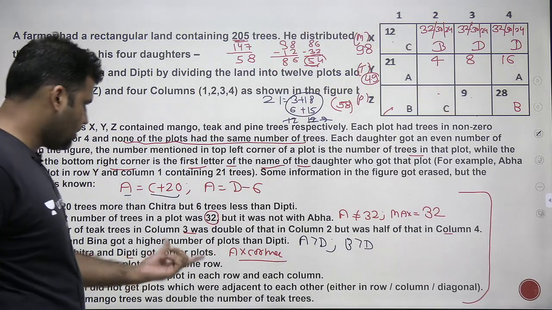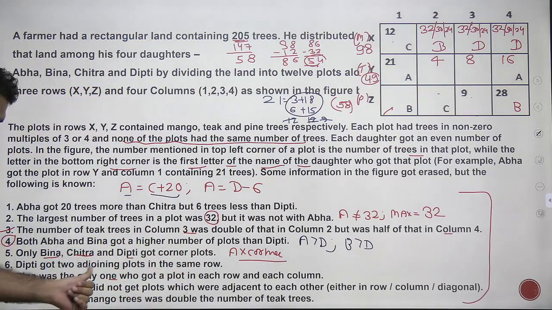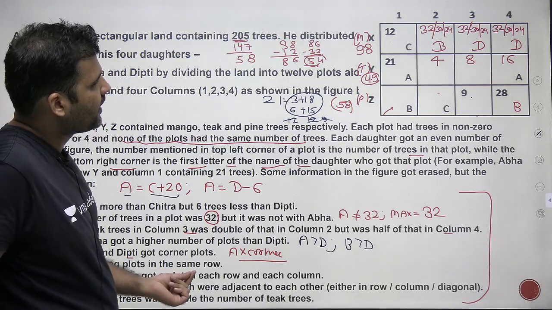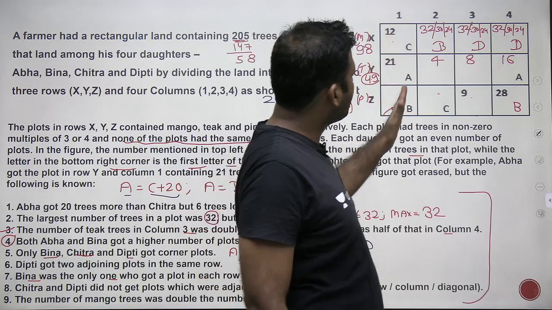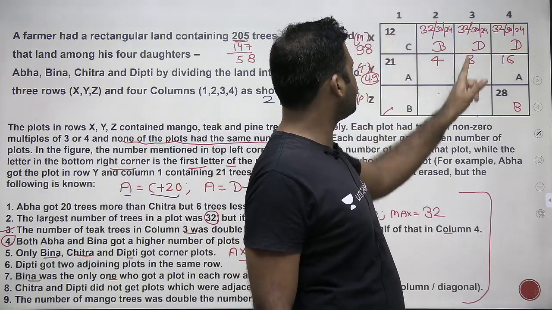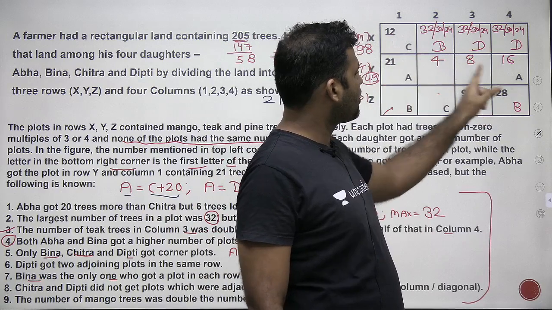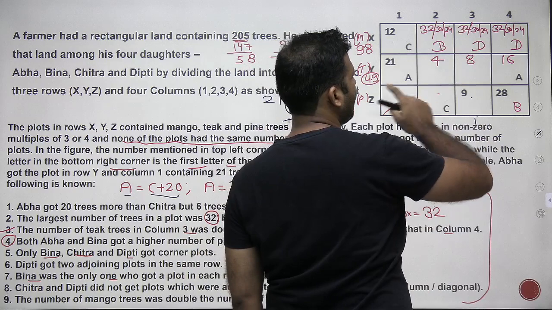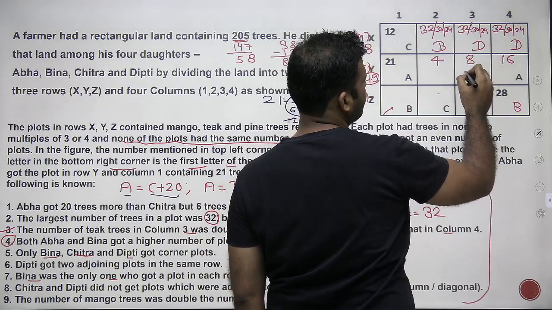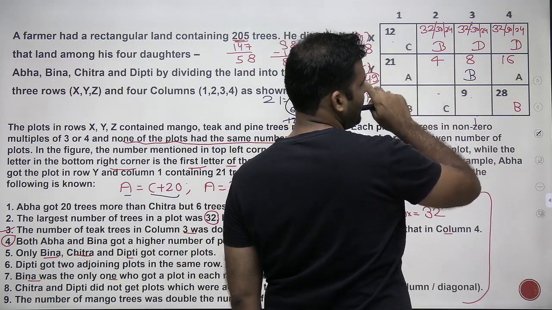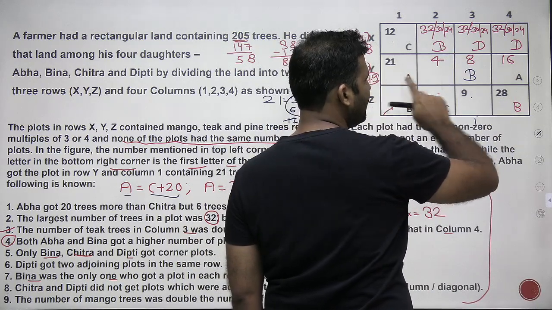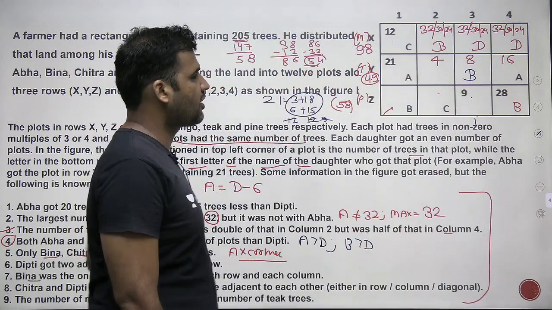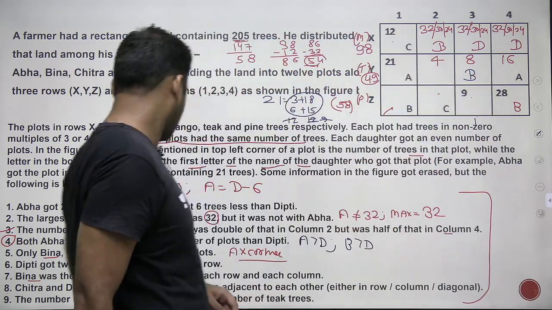Only Beena, Chitra and Dipti got corner plots. Okay, we have used this. Dipti got 2 adjoining plots, we have used this. Beena was the only one who got a plot in each row and each column. Now Beena is present in this column, Beena is present in this column, Beena is not present in this column. Beena is also not present in this row. So I need to make sure that Beena is present in this column as well as in this row. So if I assign this plot to Beena, Beena's condition of being present in each row and each column will get fulfilled. So we can say that this plot must belong to Beena, right? All right.